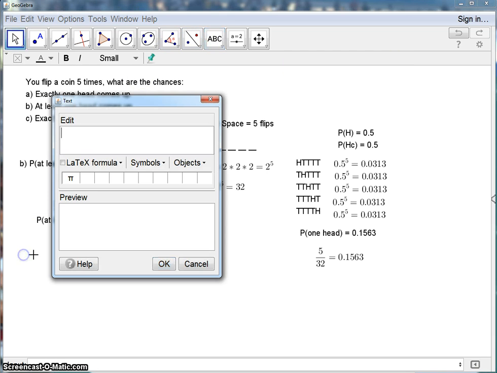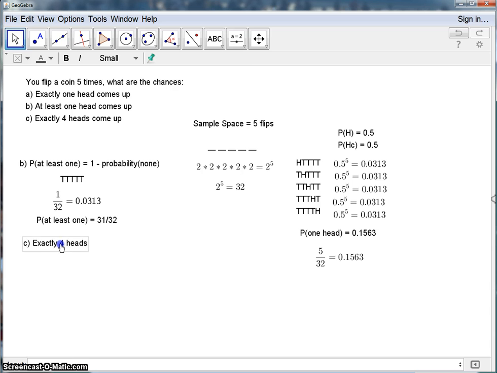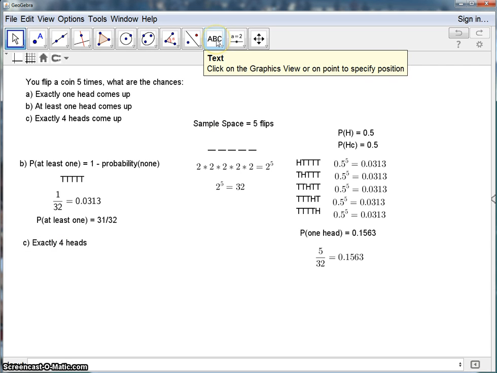Last one here is about exactly four heads. Now, again, there's a lot of different ways that this one could go, but you want to sort of observe something here about the exactly 4 and exactly 1. Look at the exactly 1. How many tails come up in each of these cases, right? 4, 4, 4, 4, and 4.